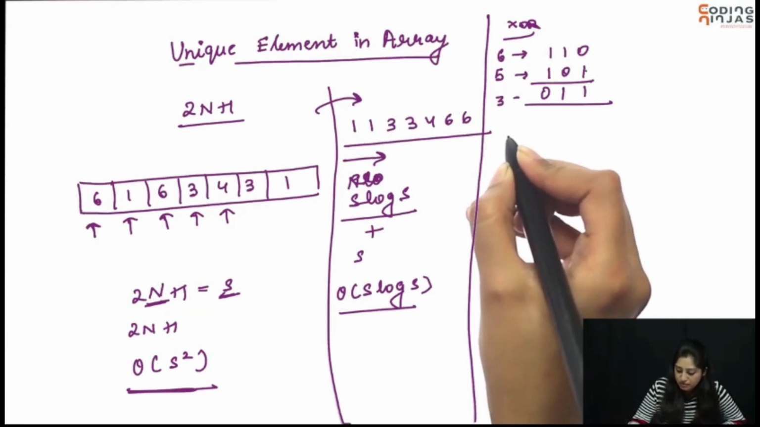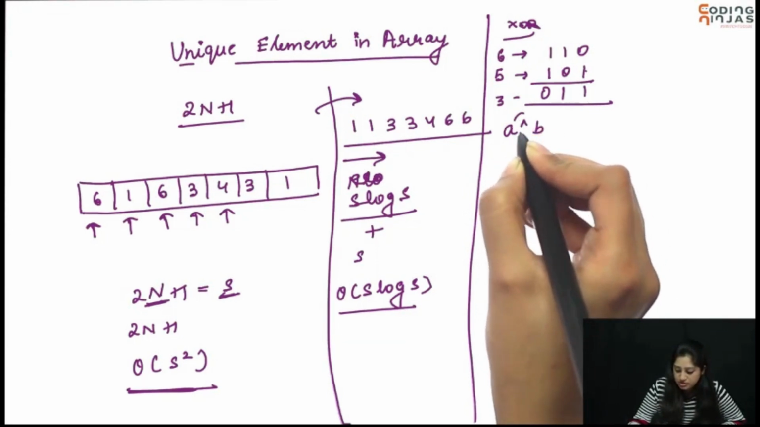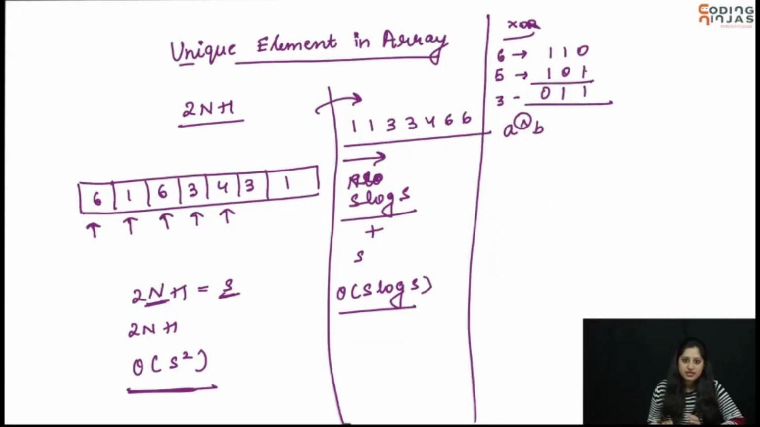How do you write it? If you have to calculate XOR of two variables, the symbol is this: A XOR B. This is how you find out XOR of two elements. Right? So how can XOR fit in here?